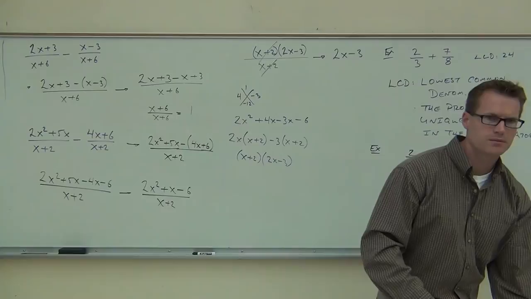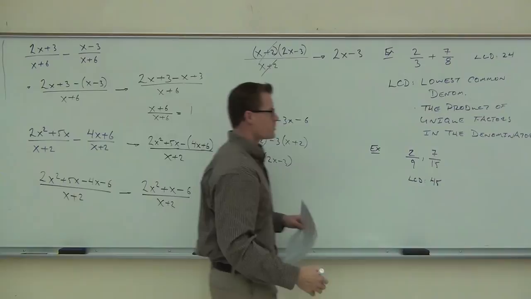Okay, so we are finding LCDs. That works great for our numbers, but what happens when we get some variables?